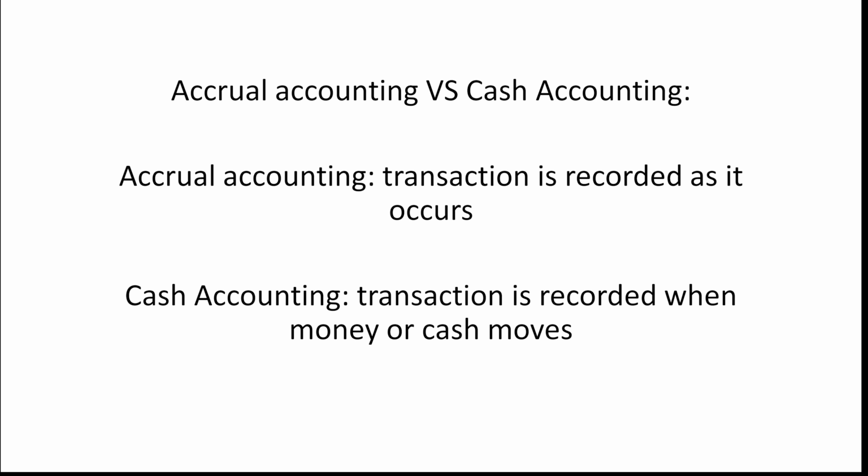Accrual accounting versus cash accounting. One simple key difference: accrual accounting transaction is recorded as it occurs. Cash accounting transaction is recorded when money or cash moves.